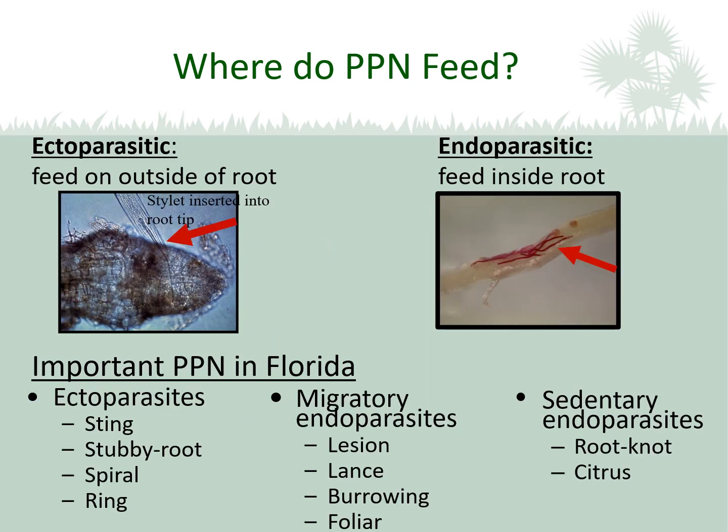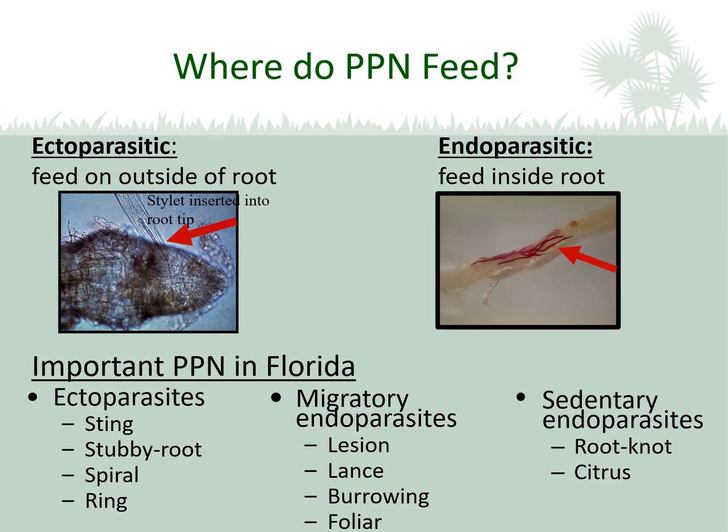They can be ectoparasitic or endoparasitic. Ectoparasitic means they feed outside of the root, as you can see here, with the stylet going into the root tip. Endoparasitic means they feed inside the root, and we see one inside a root here. In Florida, the important ectoparasites we see are the sting, stubby root, spiral, and ring nematodes.